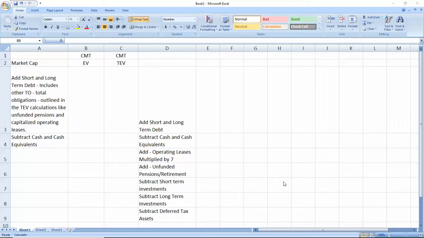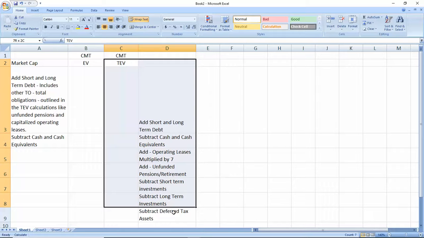Alrighty, now that we have the owner's earnings for CMT, we need to go back and compare this number to the EV and TEV. So I'm going to recalculate this again as an extra learning step, just to reinforce this entire process. You notice over here I separated things out. EV is over here, TEV is over here.